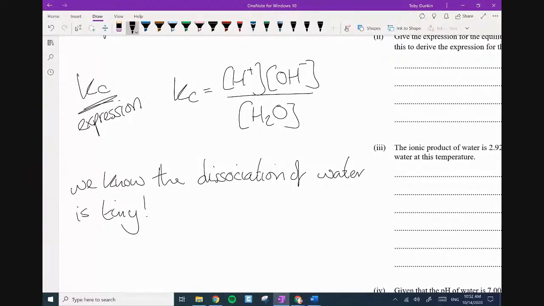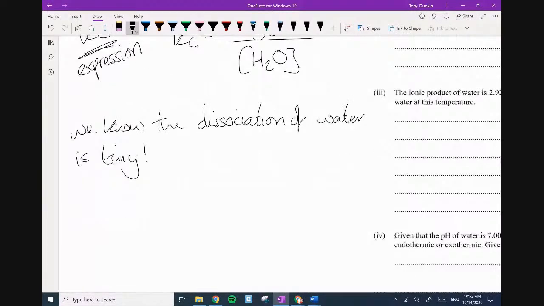By the way, it doesn't look like tiny. I'm going to clean that up. It is tiny. So what that tells us is that this equilibrium lies heavily to one side. Now, how do we know this? We know this because I've given you a kW value. Now, kW is Kc, it's just the water version. It's special.